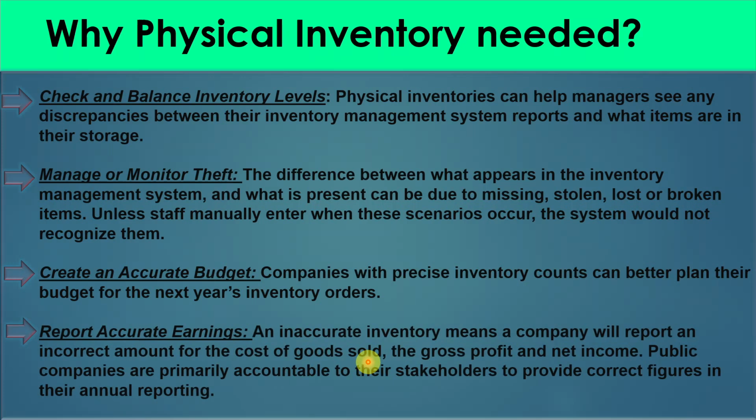Then, if we have accurate inventory, we can calculate our earnings accurately as well. If inventory is inaccurate, the company will report an incorrect amount of the cost of goods sold. The gross profit and net income cannot be calculated if we have wrong inventory. Public companies are primarily accountable to their stakeholders to provide correct figures in their annual reporting. So these are a few reasons why physical inventory is needed, but there are many and they might vary depending on the organization. But I think these are the four major ones.